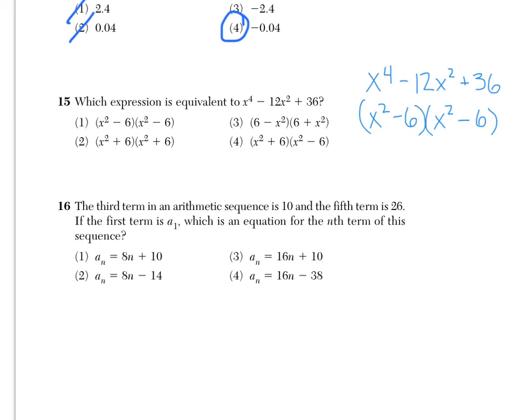And let's not forget, when we double distribute, the first times the first always multiplies to this first term here if it's written in this format. So x squared times x squared is x to the 4th. Therefore, we can go ahead and select answer choice 1 with confidence.